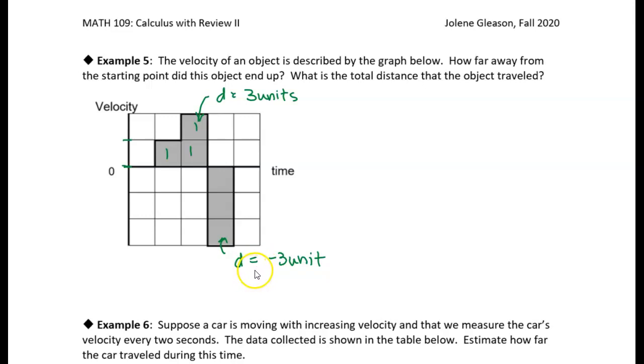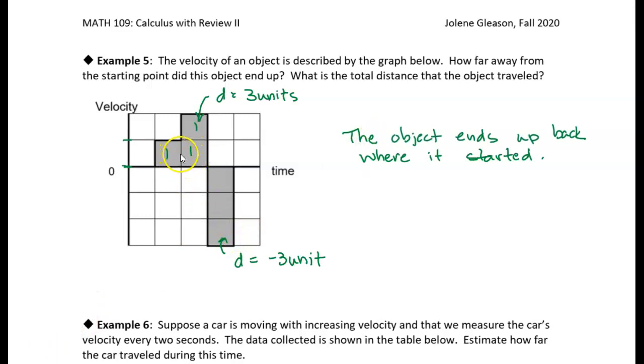And so you can see that we traveled the same distance away from our reference point as we traveled back toward our reference point. So really the object just ends up back where it started, right? So we traveled 3 units away from our reference point, or our starting point, and then we traveled 3 units back toward our reference point. And so our displacement, right? If I want to know what my displacement is, my displacement is 0, right? 0 units, because I'm back to where I started.